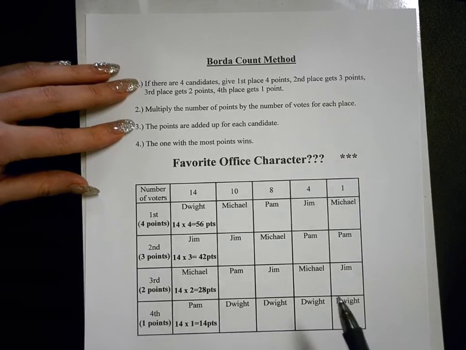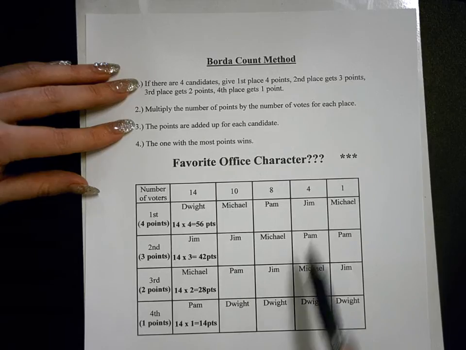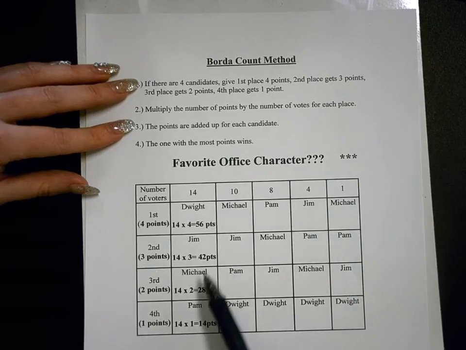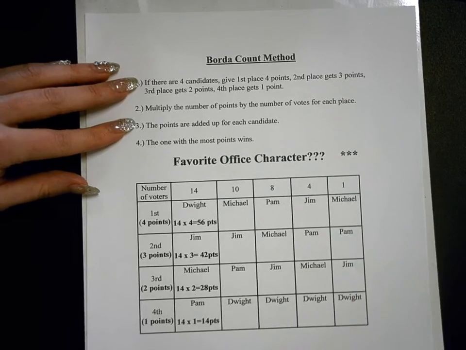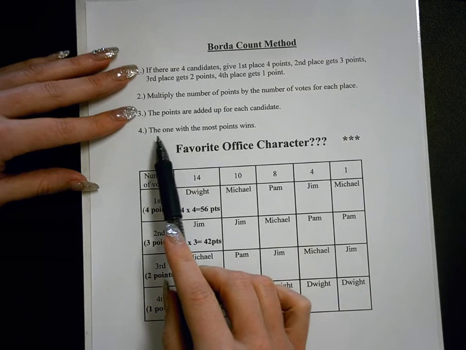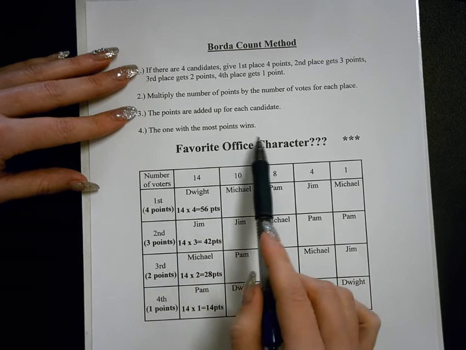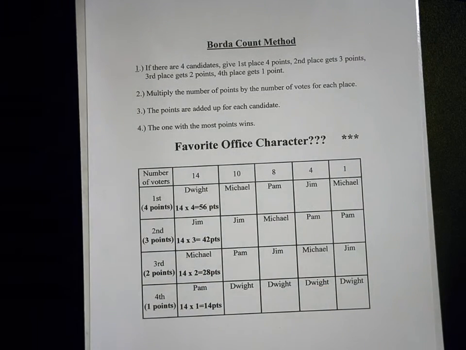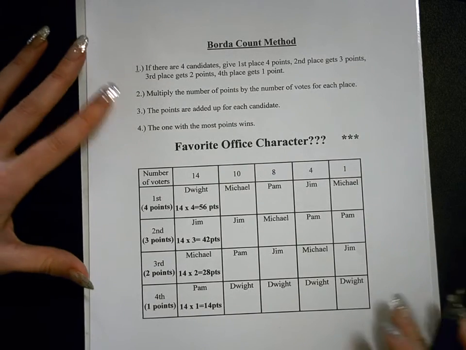And then we're going to do the same for Jim, wherever Jim is. We're going to add up all of his points in the cells, the same for Michael, the same for Pam. And then finally, the candidate with the most points wins. So that's basically the Borda count method.